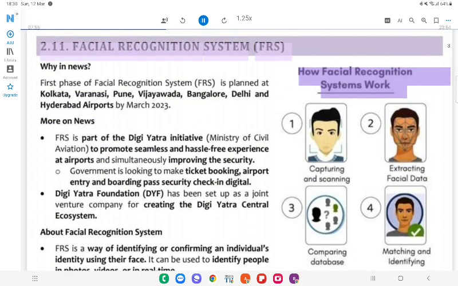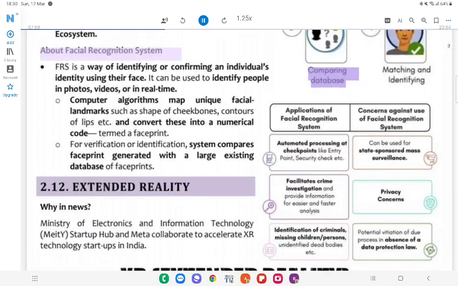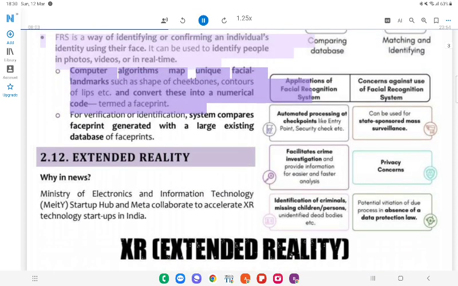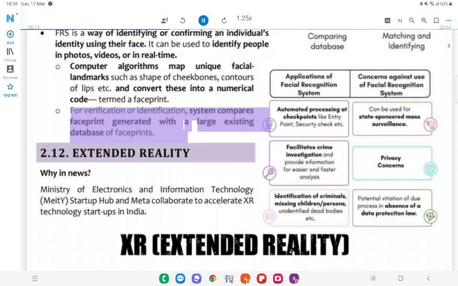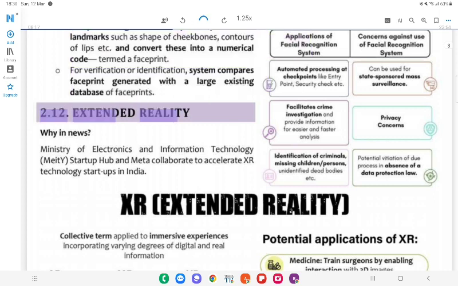How facial recognition systems work: 1. Capturing and scanning. 3. Comparing with database. Computer algorithms map unique facial landmarks such as the shape of cheekbones, contours of lips, etc. and convert these into a numerical code termed a faceprint. For verification or identification, the system compares the faceprint generated with a large existing database of faceprints.